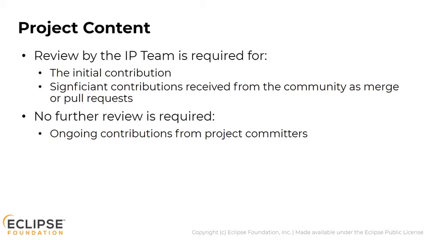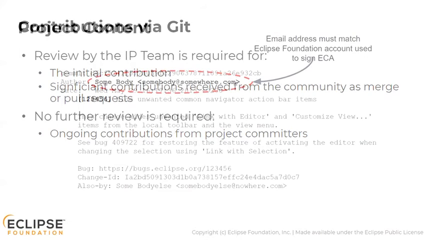Significant contributions, defined as those containing more than 1,000 lines of code, received from the community as merge or pull requests, must also go through a full IP due diligence review. Ongoing contributions from project committers, that is, the day-to-day work done by project committers, do not require further scrutiny. Committers can push their own day-to-day work directly into the project repository.